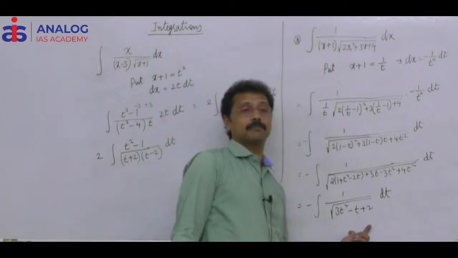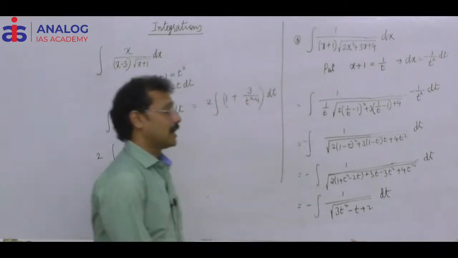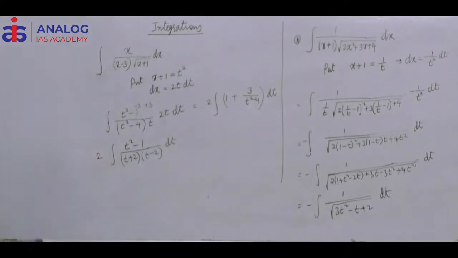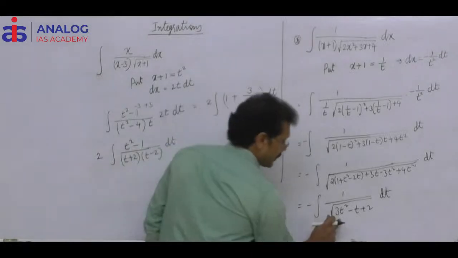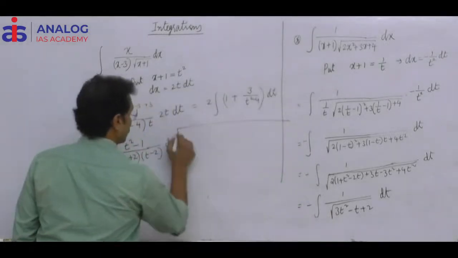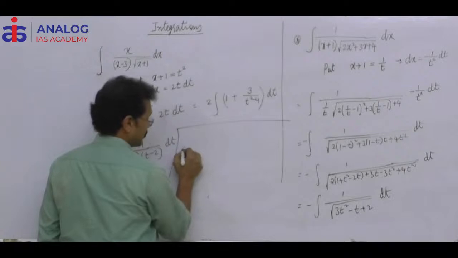x plus root of a square minus x square, or x square minus a square, hyperbolic log. So in order to get into these kind of things, look at this. Is equal to minus integral 1 by.